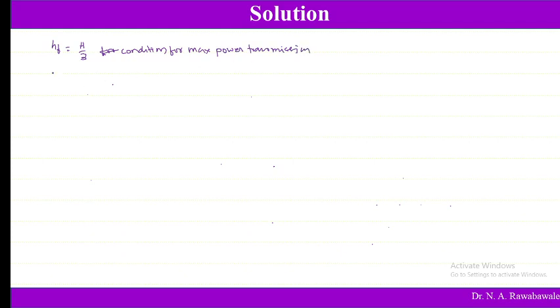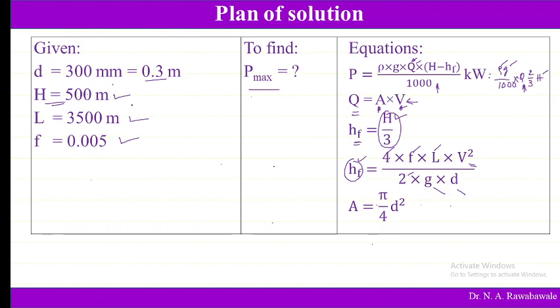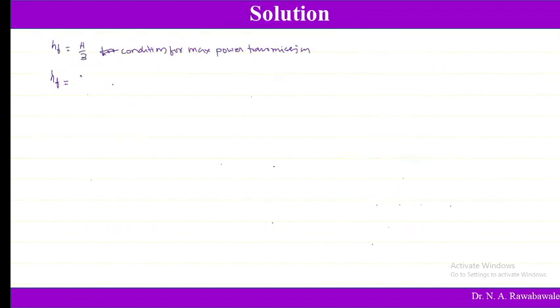Which is known to us. So hf is equal to, h value we know, that is 500 meter. So 500 divided by 3 means this is going to be 166.7 meter. Now the second thing we know is the formula for hf is equal to 4FLV square divided by 2GD. So first we have to find out velocity, then we can find out Q.